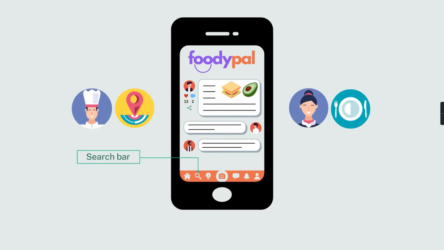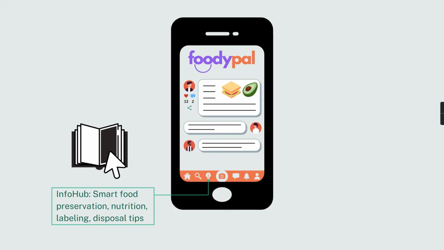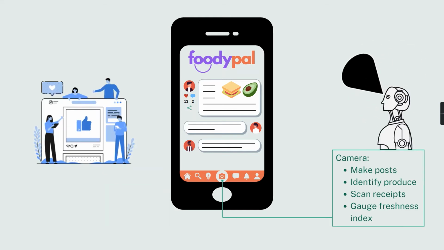The search bar is a convenient information finding tool as well as a profile finder, whether it be a retailer, restaurant, or users around the area. The Info Hub is your go-to resource, a place where you can look up regularly updated recipes, smart tips on food preservation, nutrition, labeling, and disposal. Here we can collaborate with food scientists, chefs, and food initiatives for content.